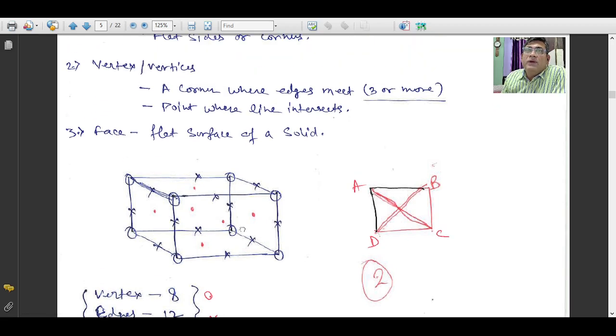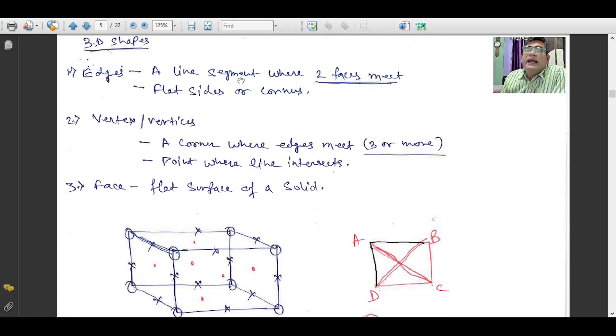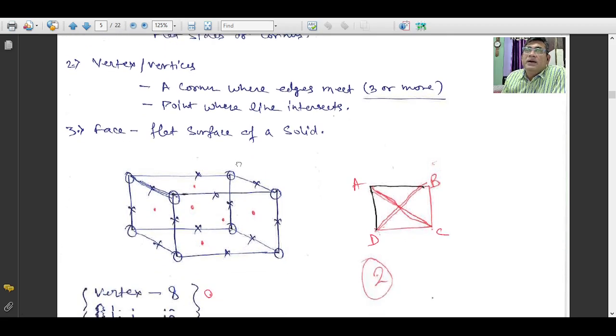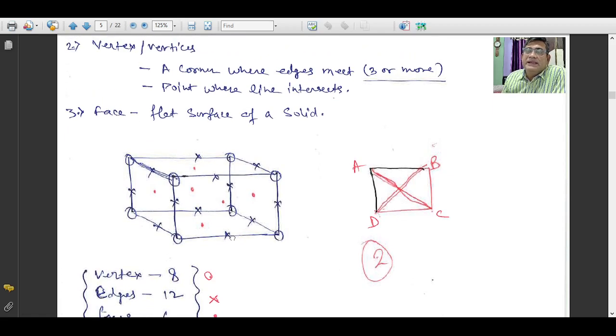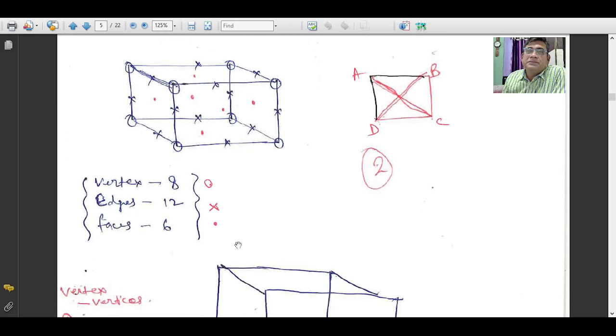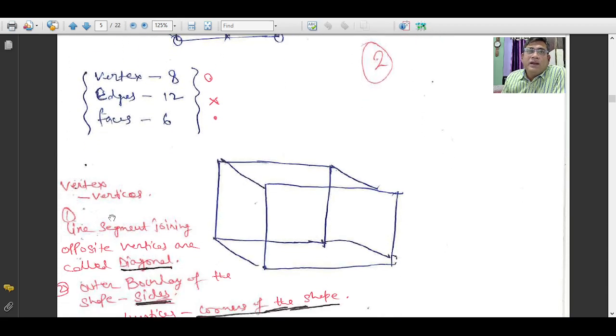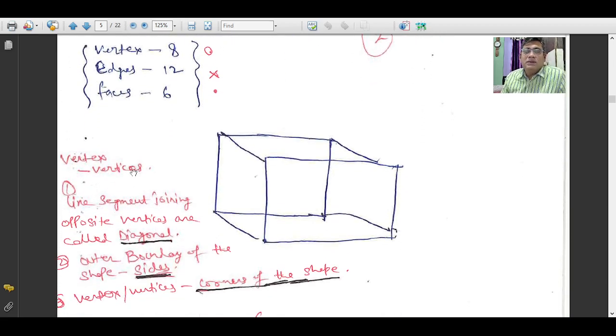Edges are what? Edges are a line segment where two faces meet. So this is a face and the bottom thing is a face. In this place they are meeting. So this is your edge. So there are 12 edges. Now vertex, it is over the line segment.